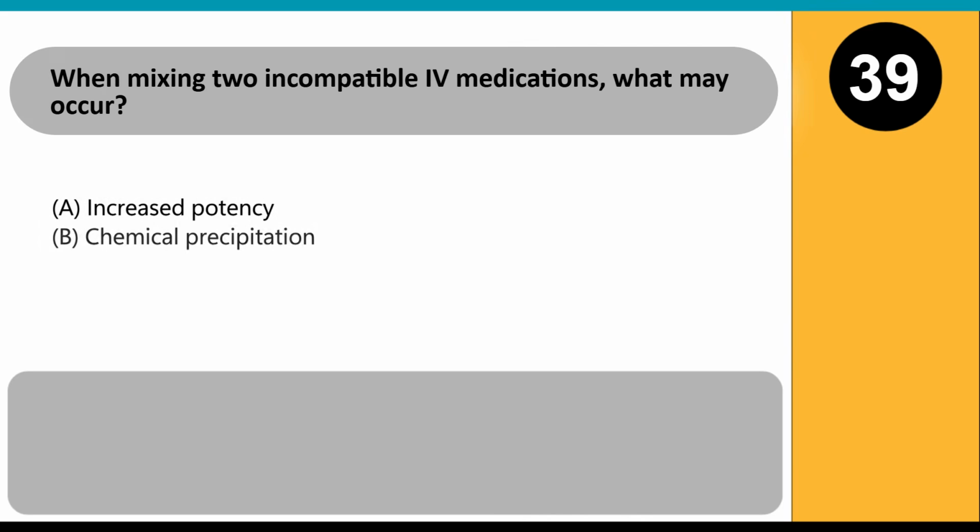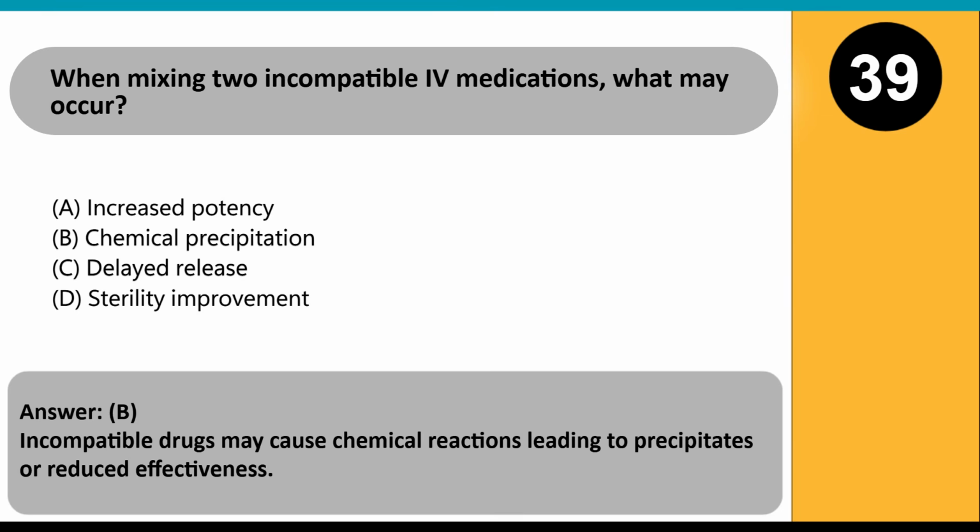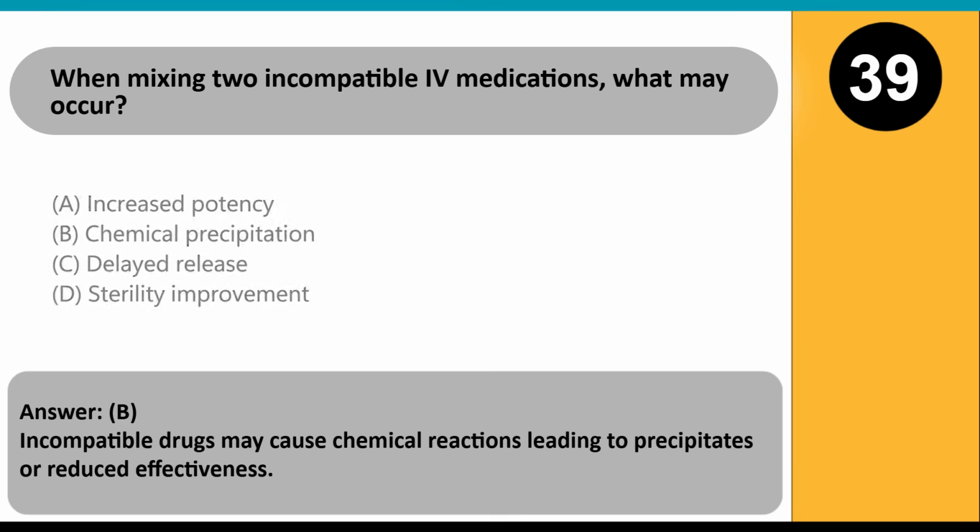When mixing 2 incompatible medications, what may occur? A. Increased potency. B. Chemical precipitation. C. Delayed release. D. Sterility improvement. Answer, B. Incompatible drugs may cause chemical reactions leading to precipitates or reduced effectiveness.